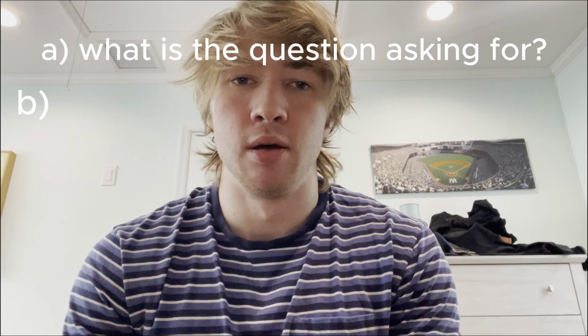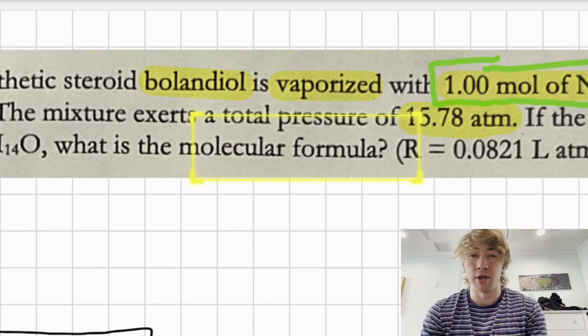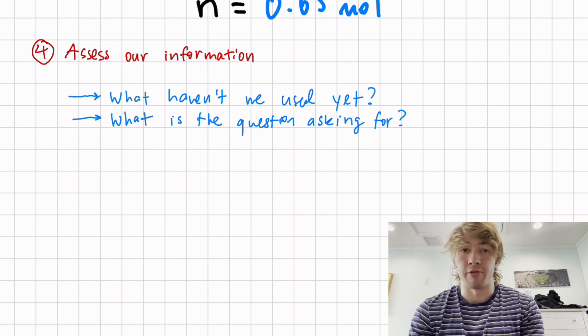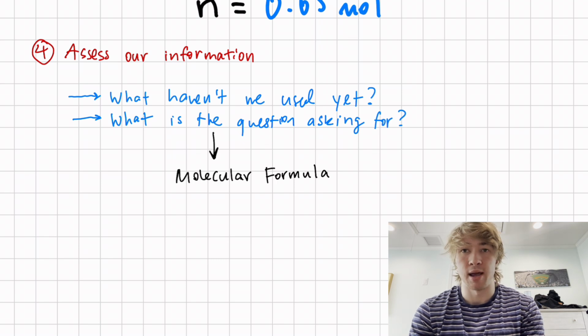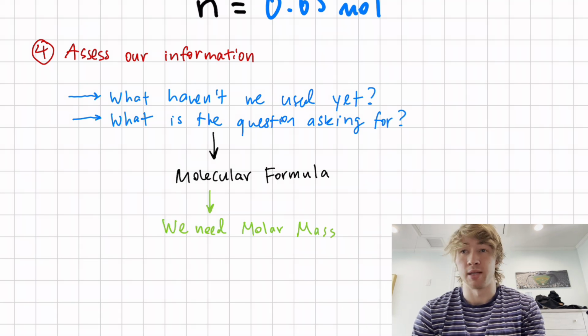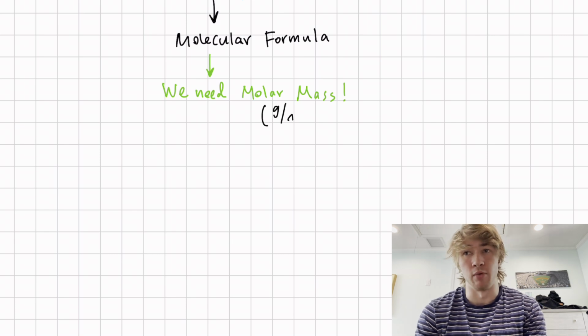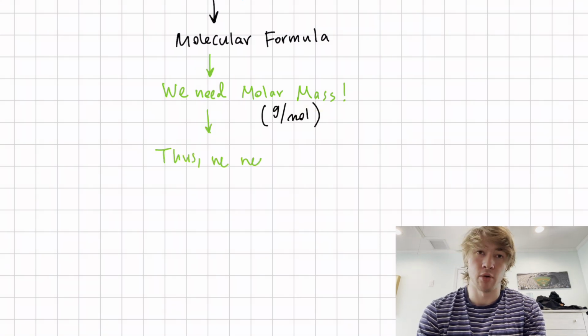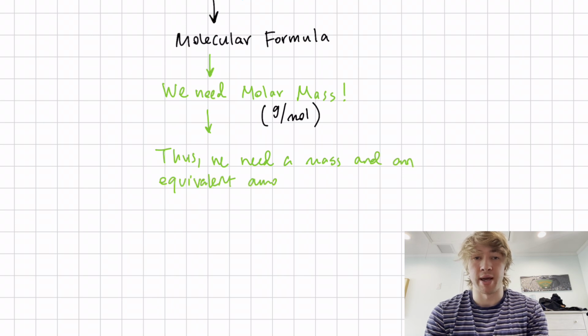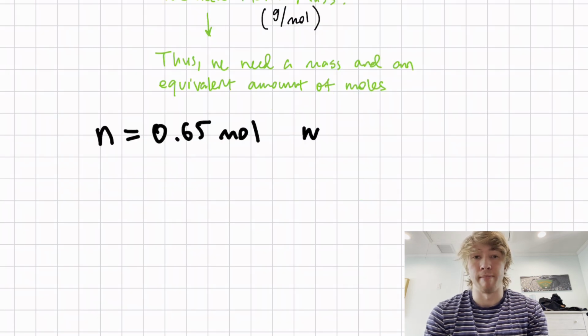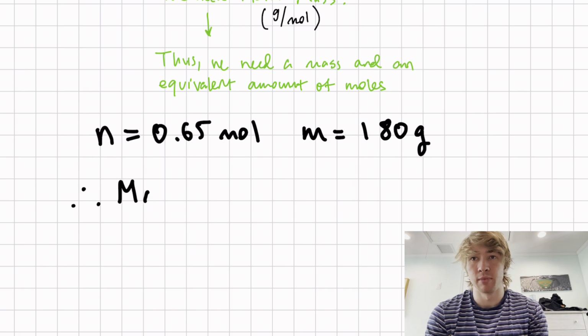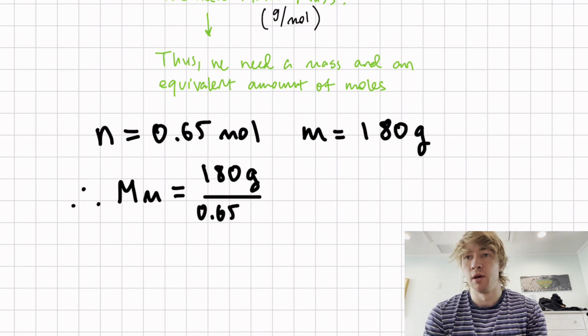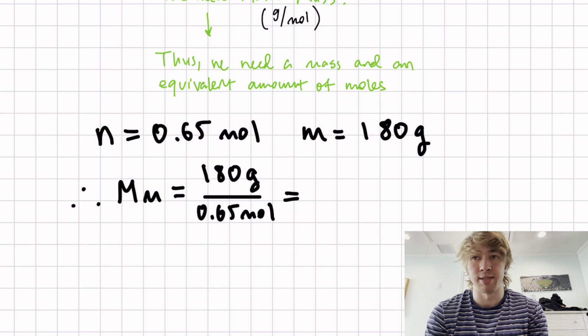Now that we have all the information, what can we do with it? Well, two things I always ask myself at this point are A, what is the question asking for? And B, what information have we not used yet? They want the molecular formula for bulandiol, and for that we'll always need the molar mass and the empirical formula, which we already have. To get the molar mass, which has units of grams over moles, we need the mass in grams and the moles. And it just so happens that the only information we haven't used yet is the 180 gram mass of this sample of bulandiol. So dividing mass by moles, we get a molar mass of 279.6 grams per mole.